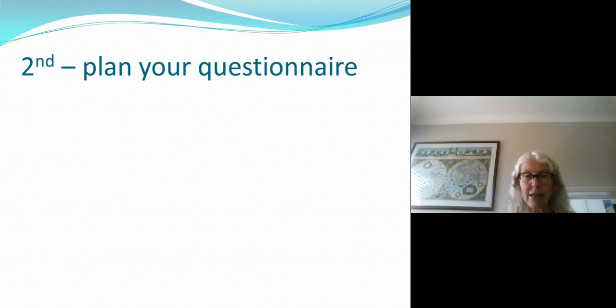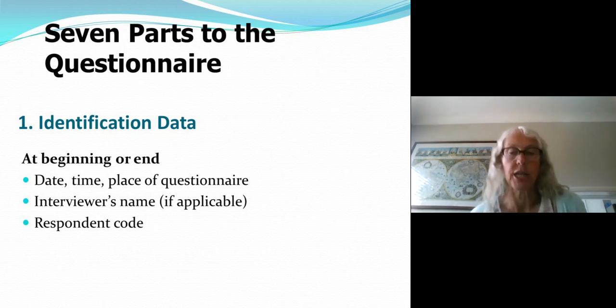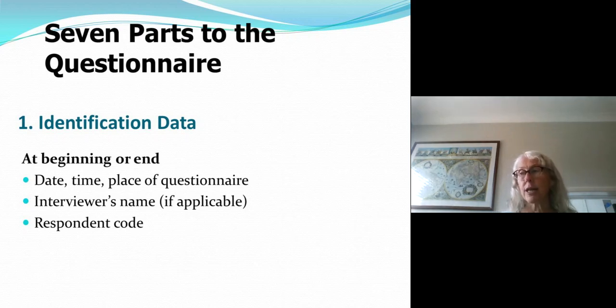Okay, and then the next thing is to plan your questionnaire out. Now, I recommend you use this process where there are 7 parts to a questionnaire. The first is identification data, which you might not need, because this is typically needed when you're actually distributing a questionnaire on site. So you're giving the questionnaire out in some format rather than it being delivered online.